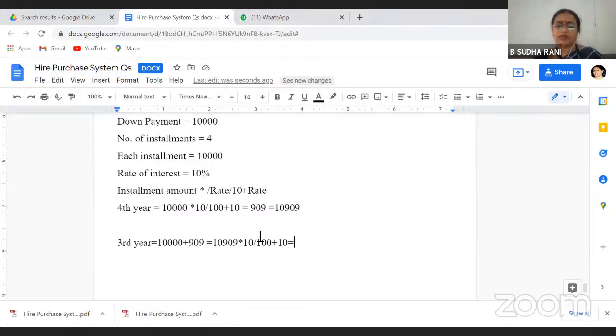Upon 10,909 calculate 10 into, so this third year installment is 10,909 rupees. Calculate that. How much do you get? 10,909 divided by 110. 99. Oh, very good. 991. Right? That is the cash price.